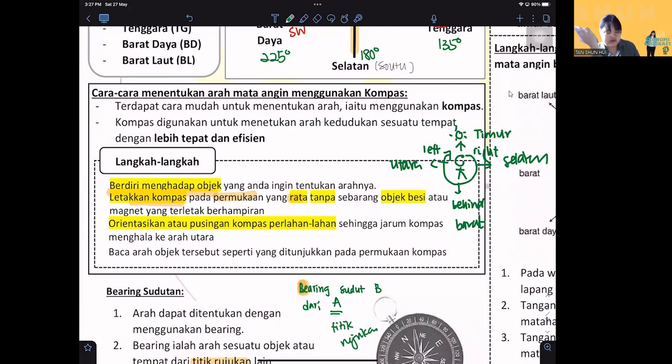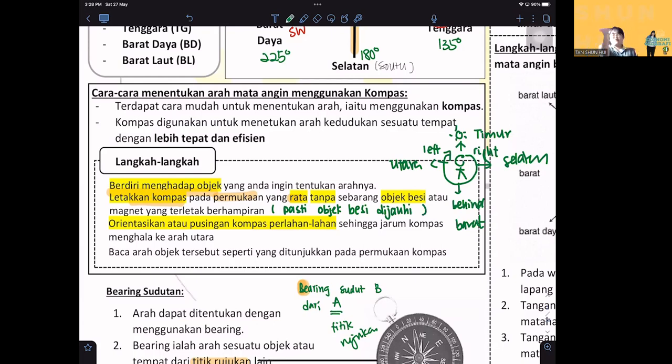If you think this sentence is very long, then you can write: Pastikan objek besi dijauhi. Or you can say: Tanpa sebarang objek besi yang terletak berhampiran. Okay. Anything that is metal can be, not only a magnet, it can be a lot of things. What is this? Magnetic object. Normally, we say iron, metal, besi, metal object. Magnetic, but metal will be more coverage, more accurate.